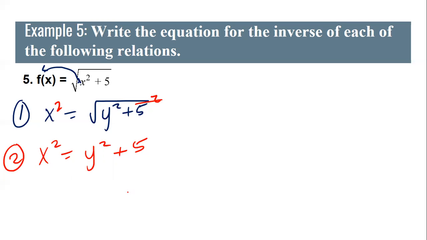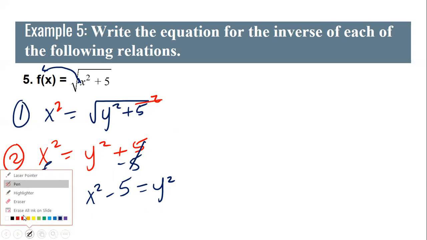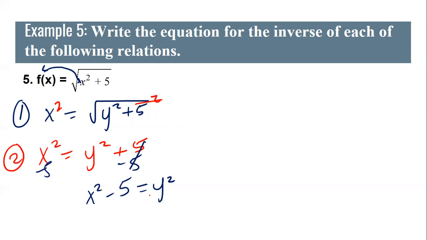It's all right. It's cool. All right. So what else did you do to get y by itself? I'm going to subtract the 5. So I have x squared minus 5 equals y squared. Is y by itself yet? No. What else do I need to do? Square root. And now it's by itself.